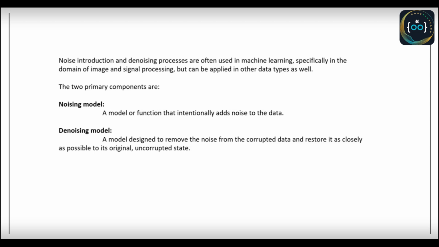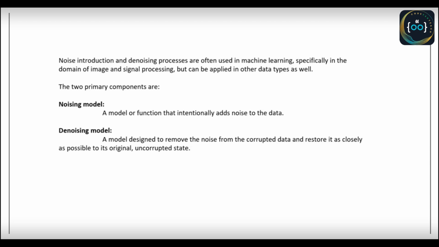One of the more common uses of these two is in the concept of denoising autoencoders. A denoising autoencoder is a specific type of neural network that is trained to remove noise from the corrupted data. During training, a noising function is applied to the input data, and the model learns to reconstruct the original uncorrupted data from the noisy input. This has been shown to improve the robustness and generalization of the model.